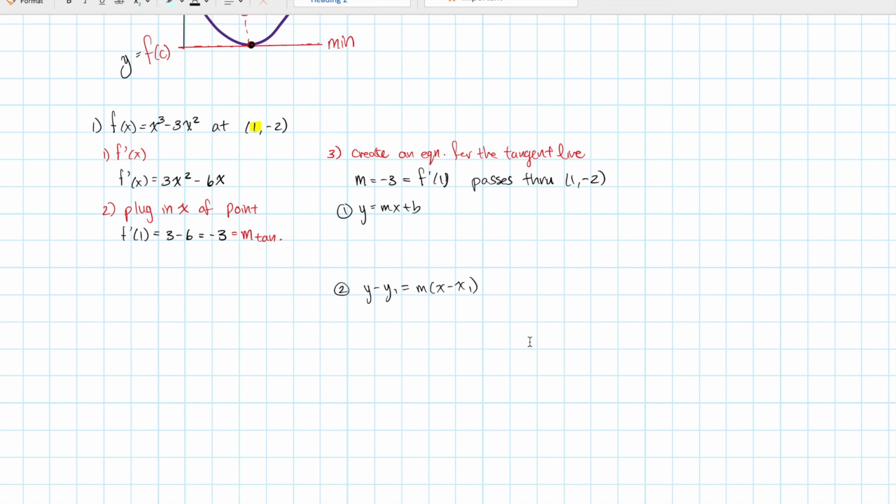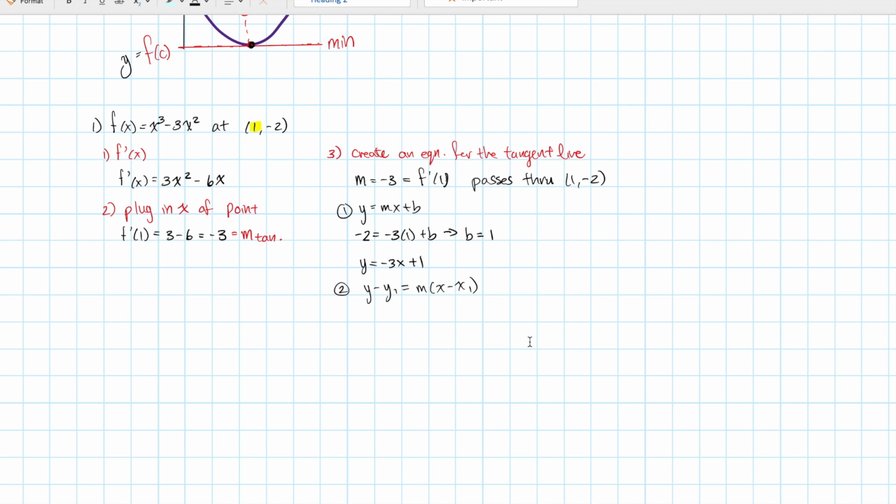So first, let's plug in to the first situation here. We have -2 is equal to -3 times x, which is 1, plus b. And solving for this, we end up with an equation that says y is equal to -3x plus 1. Because from here, we solve and we get b is equal to 1, right? So we just plug it all back in.